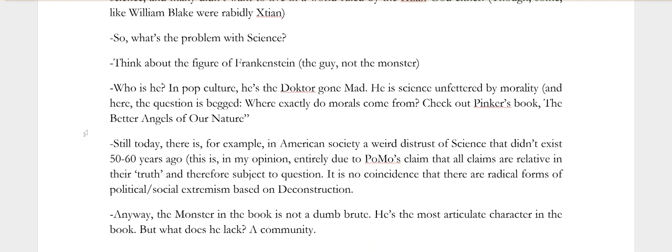Mary Shelley's book Frankenstein. Okay. We're talking here about Dr. Frankenstein, not the monster. When we talk about Frankenstein, that's actually not the monster. The monster doesn't actually have a name. A lot of people get that wrong, but it's a small thing. So in the book, the Doctor has gone mad. He's mad with power. He is science unfettered by morality, right?